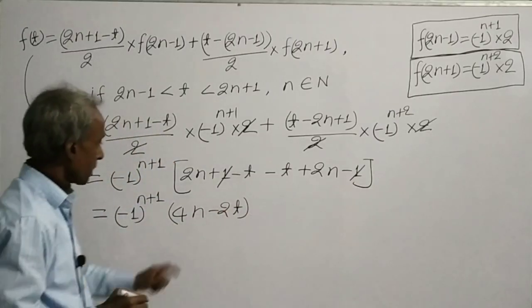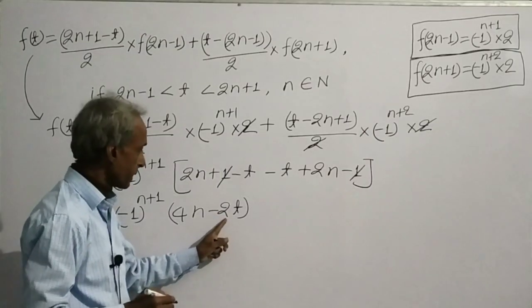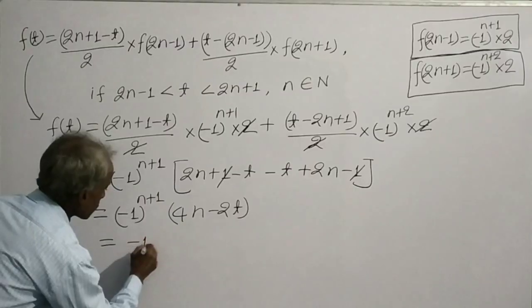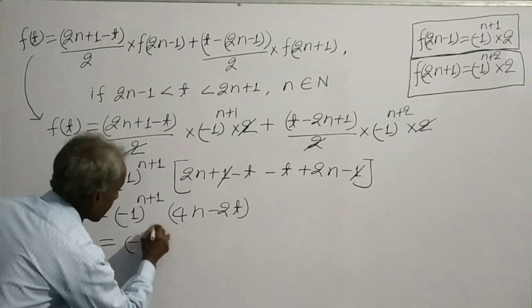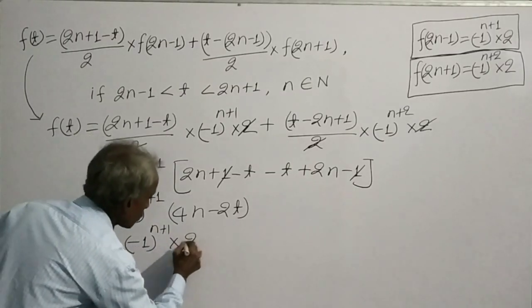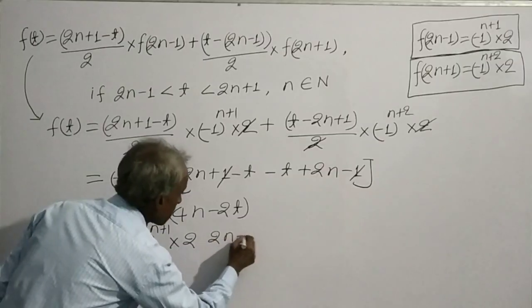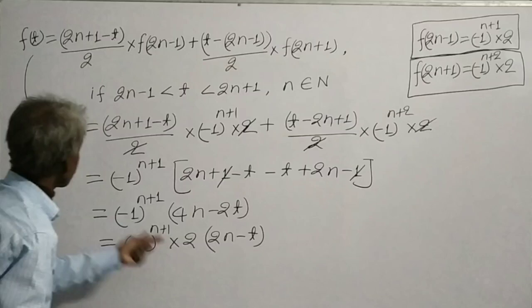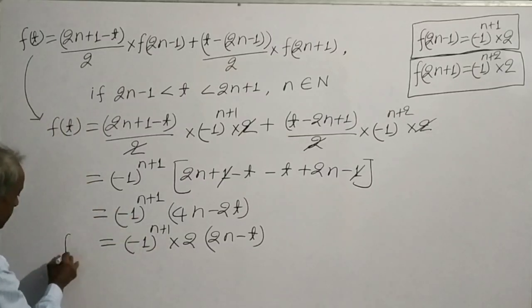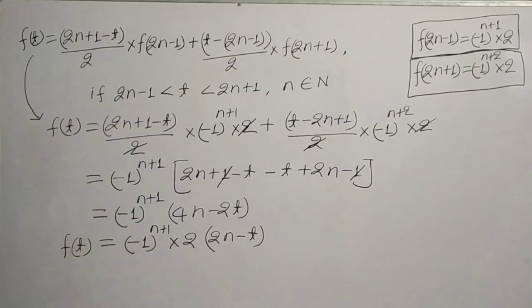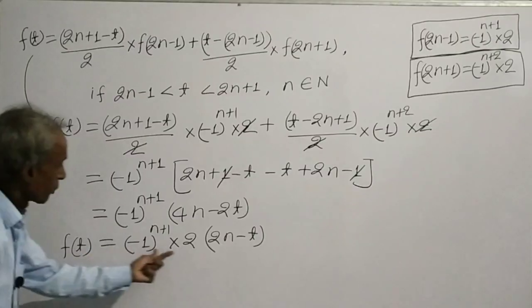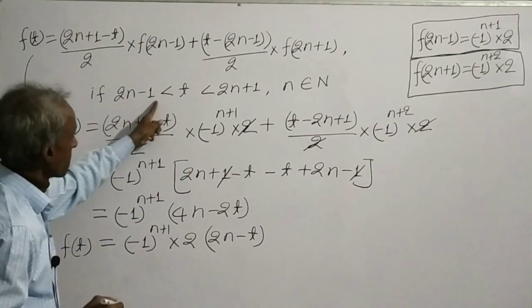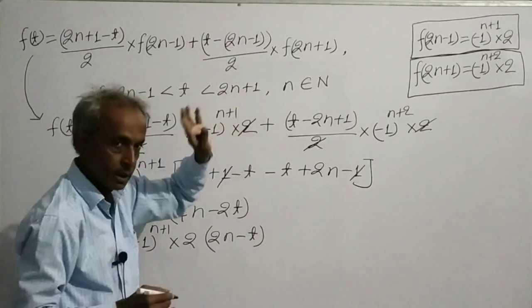Now we take 2 common from here and here. Then we get (-1)^(n+1) times (2n-t). This is f(t). That means f(t) is equal to this when t lies between 2n minus 1 and 2n plus 1.